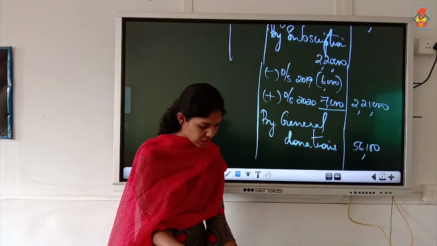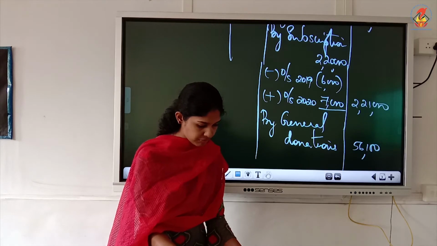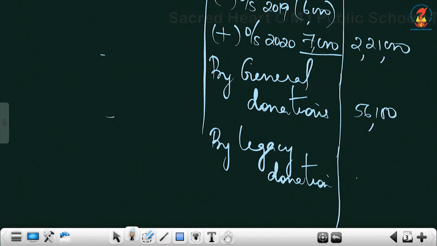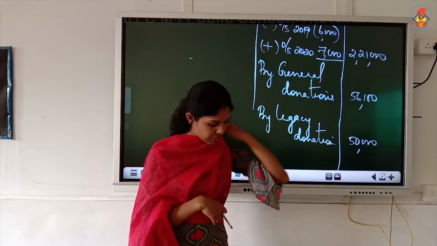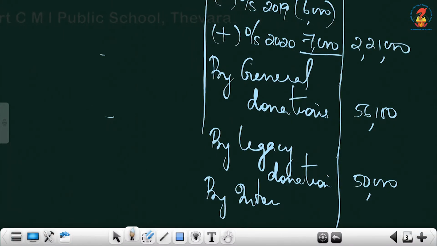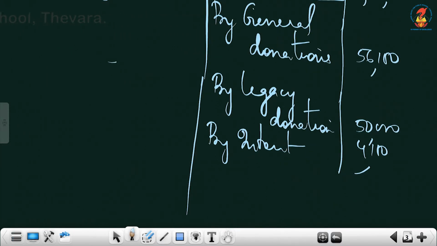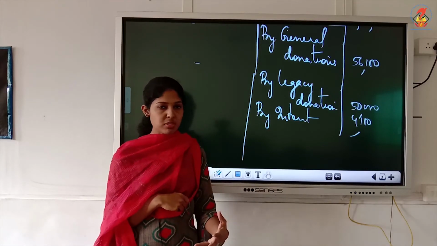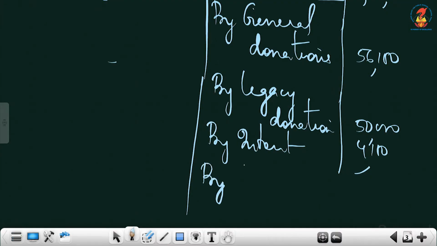The amount is 50,000, isn't it? Yes. So by legacy donation 50,000. Then interest is given 4,100, which we can write directly because that's also recurring in nature. Interest figure is directly given. Then surplus from cultural programs, that means your club conducted some programs and you got a profit from that. That is also revenue for you, for the NPO.